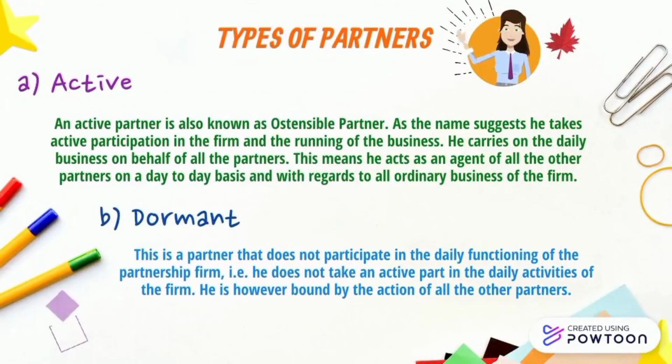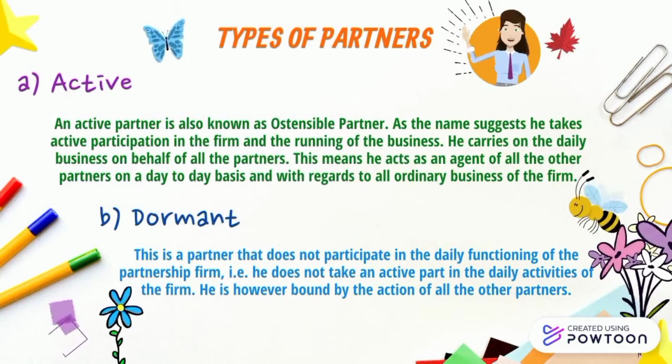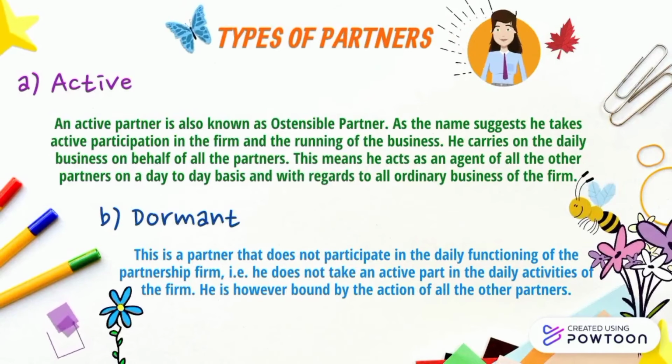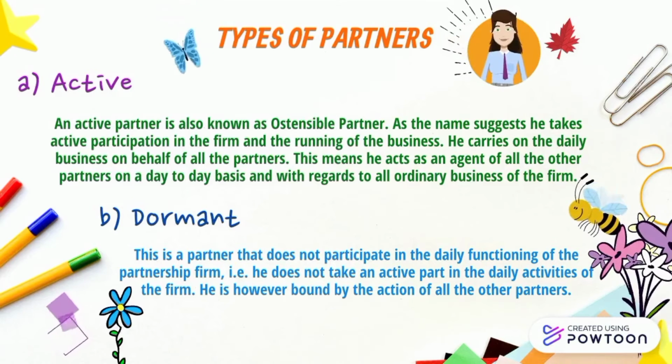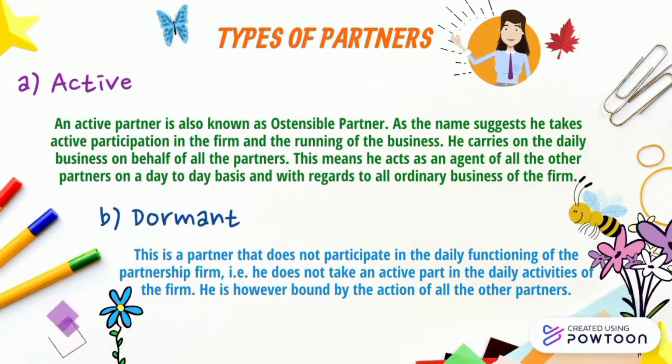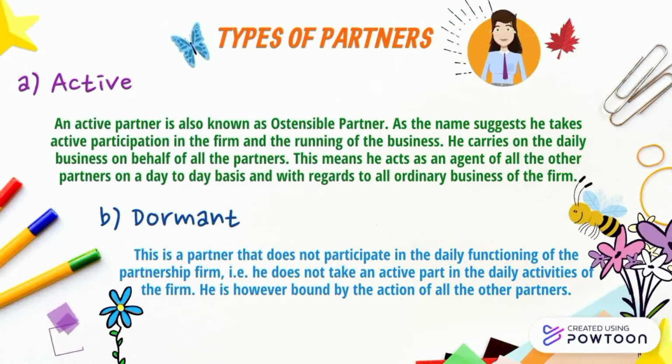There are four types of partners. The first one is active. An active partner is also known as an ostensible partner. As the name suggests, he takes active participation in the firm and running of the business. He carries on the daily business on behalf of all the partners. This means he acts as an agent of all the other partners on a day-to-day basis and with regards to all ordinary business of the firm.